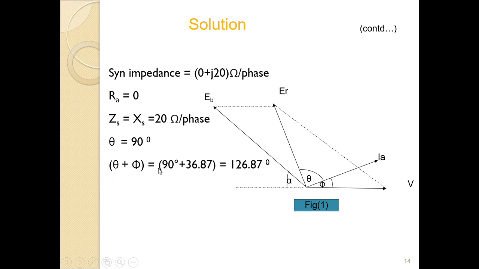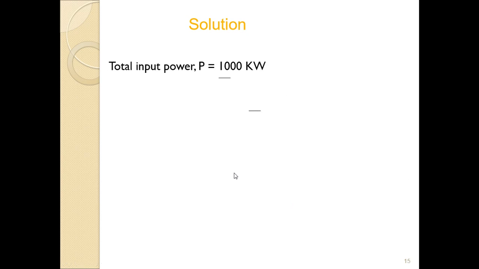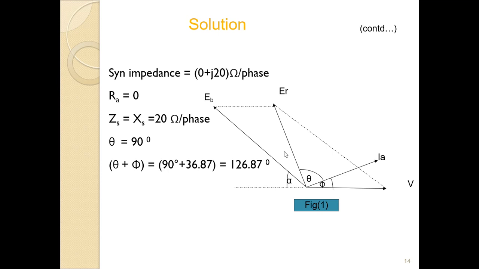So theta plus phi is equal to 90 degrees plus 36.87 degrees. So that is equal to 126.87 degrees. Note down the figure also. What is theta plus phi? That is the angle between ER and V, both theta and phi. That is 126.87 degrees. So that is useful for doing the problem.